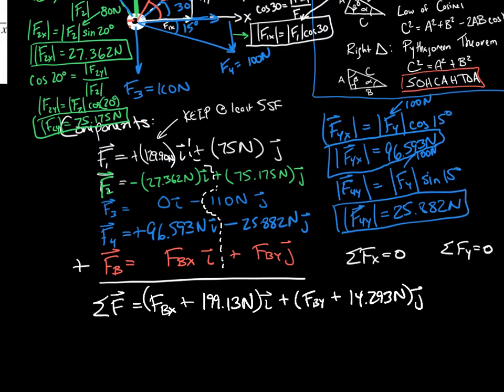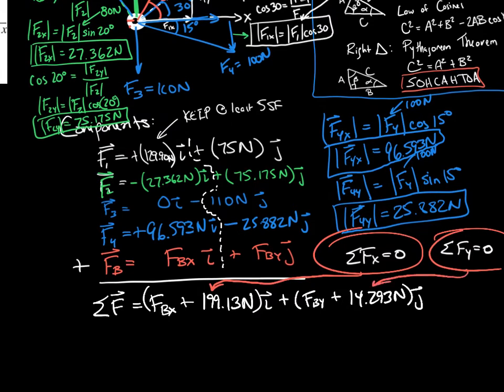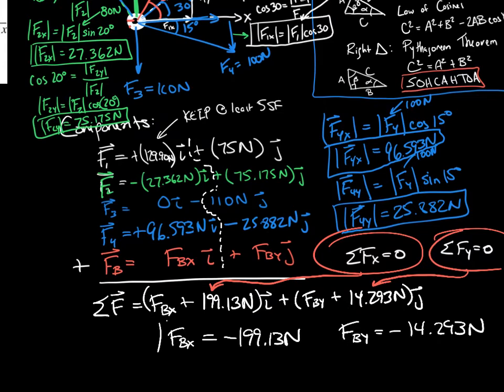All right, so what I'm now going to do is apply this right here because we're at equilibrium. In other words, the sum of the forces in the x direction has to equal 0, and the sum of the forces in the y direction has to equal 0. So what does that mean? Well, that means that FBX equals negative 199.13 newtons, and FBY equals negative 14.293 newtons. Okay, so what do these negative signs mean?